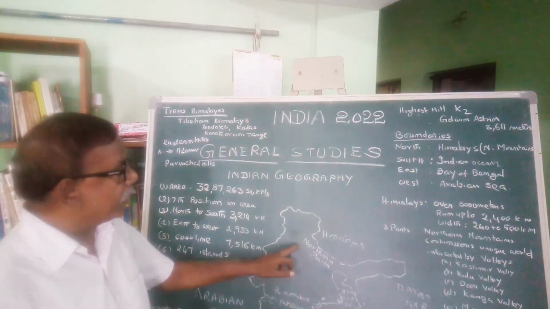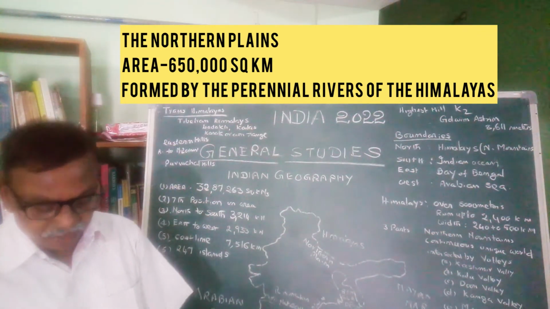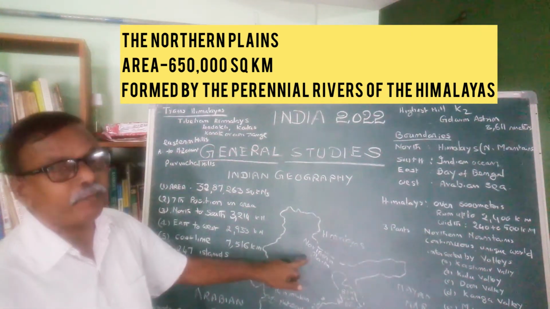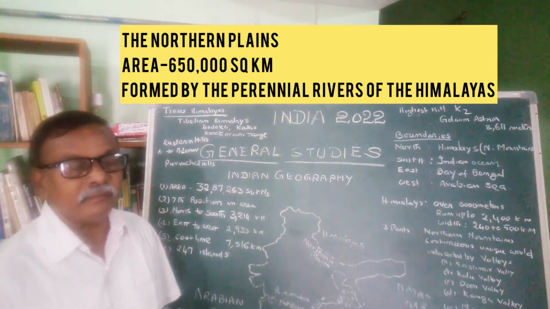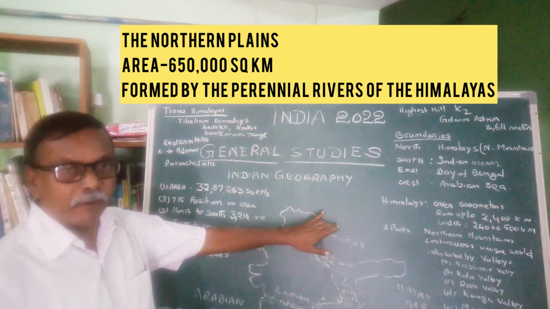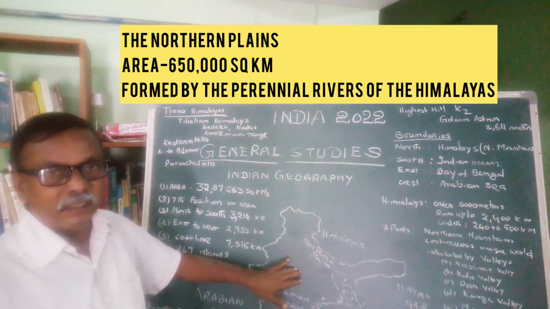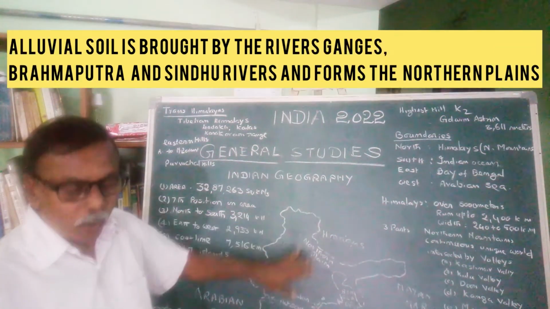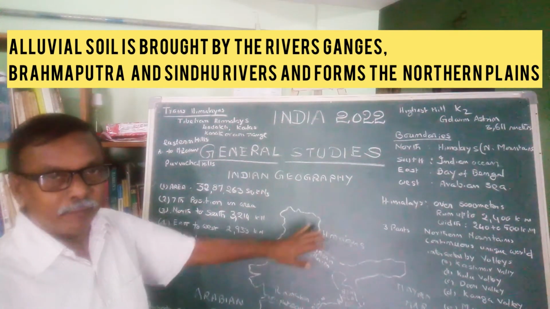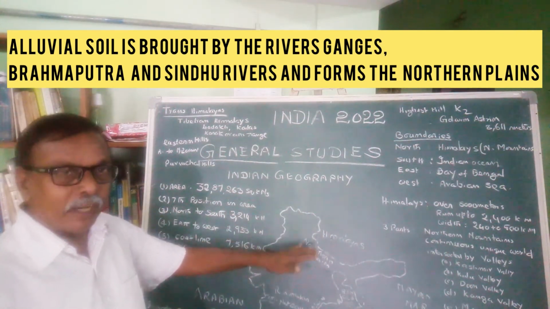The second physiographic division of India is the northern plains. These northern plains extend to 6,50,000 square kilometers. These plains are mainly formed by the perennial rivers flowing from the Himalayas into this area. They bring alluvial soil from various parts, from the tributaries of the main rivers, that is Ganga, Brahmaputra and Sindhu rivers.